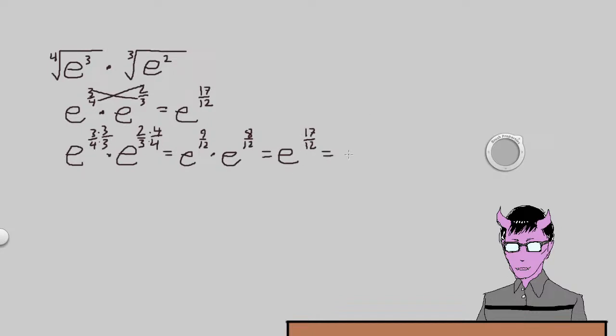So if we skip the work, if you're comfortable with it, how many 12s fit into 17? Only one of them. How many remain? Subtracting 12 from the 17? 5. What type of radical is this? This is 12th type radicals. So 12th root of e to the power of 5 times e to the power of 1. Don't write the 1. And now you've won.